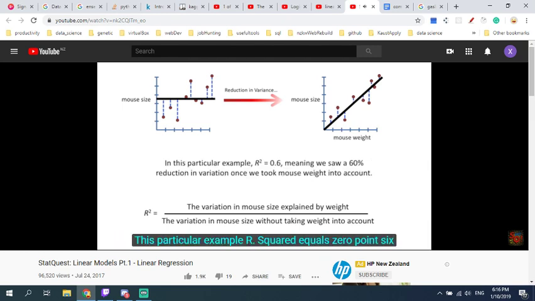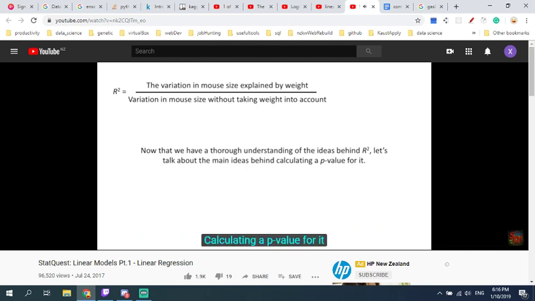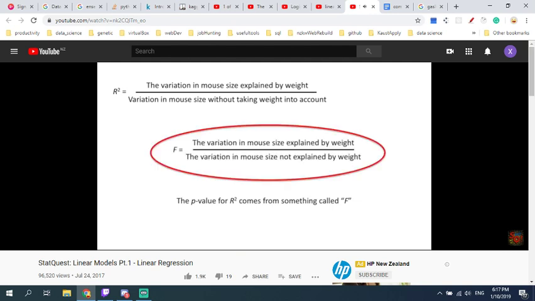In this particular example, r squared equals 0.6, meaning we saw a 60% reduction in variation once we took mouse weight into account. Now that we have a thorough understanding of the ideas behind r squared, let's talk about the main ideas behind calculating a p-value for it. The p-value for r squared comes from something called f.